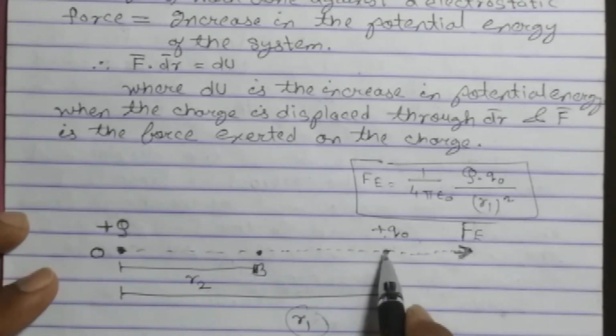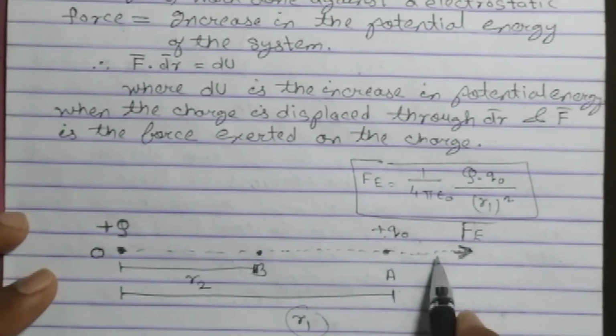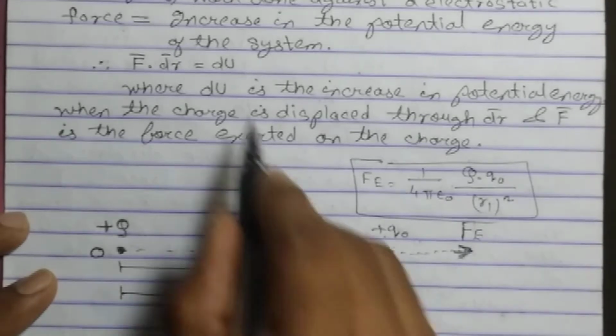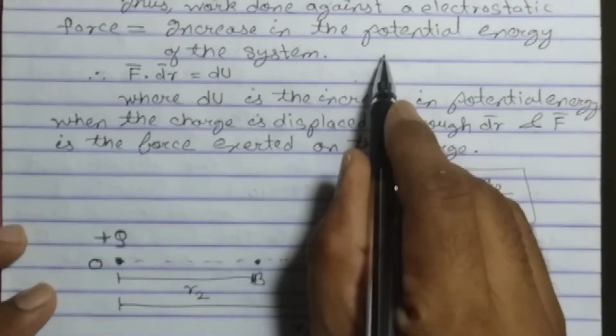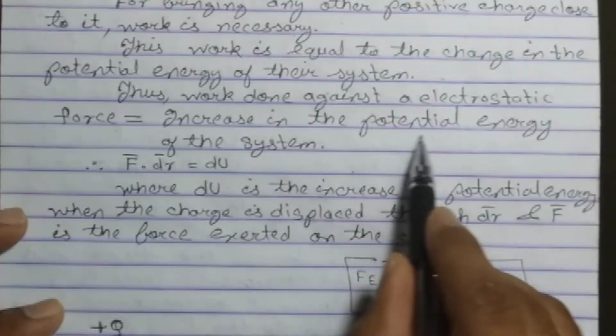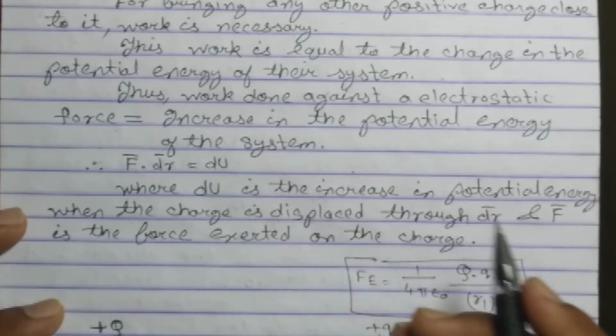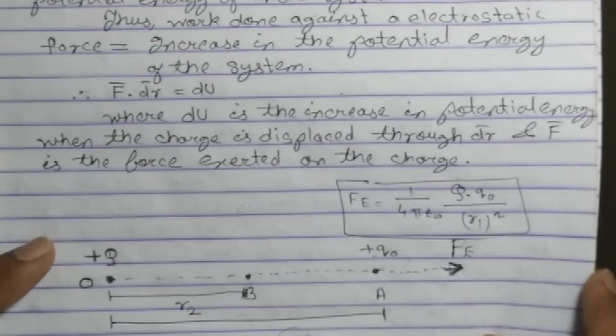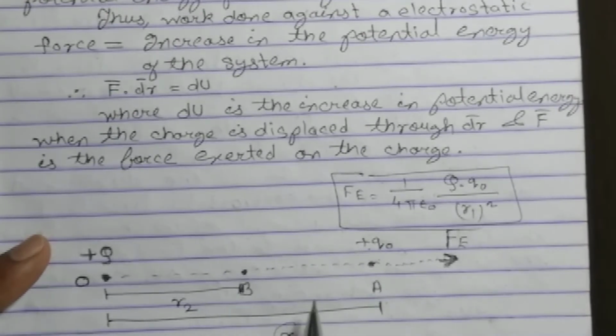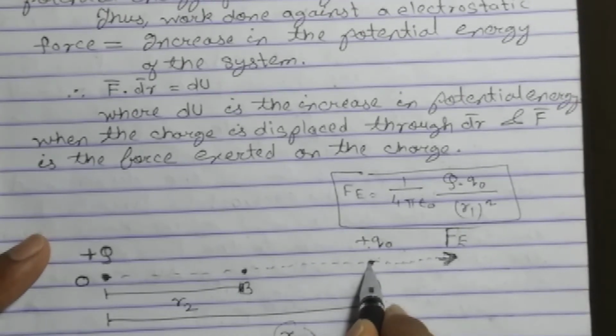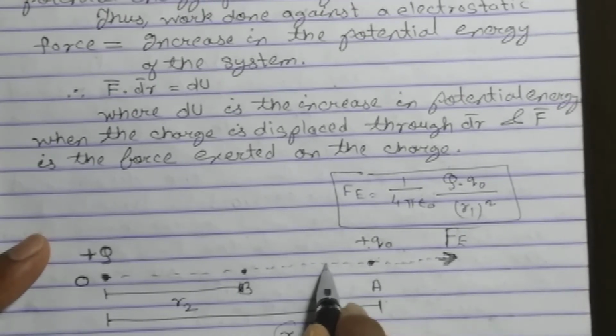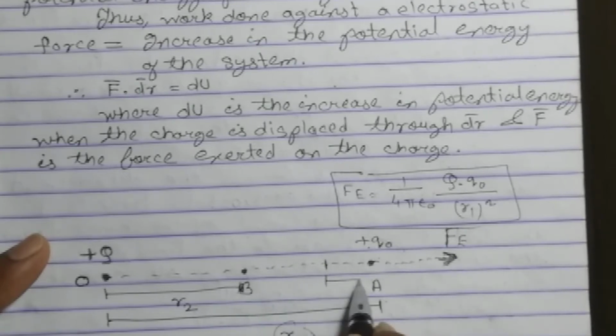If I bring this plus Q naught against this electrostatic force, then some work is to be done. And this work is against the electrostatic force. And that work done against electrostatic force is equal to the increase in potential energy. Students, remember this particular formula, increasing potential energy of the system. So students, let me consider initially this point plus Q naught is displaced by the distance dr. Let us consider small dr.